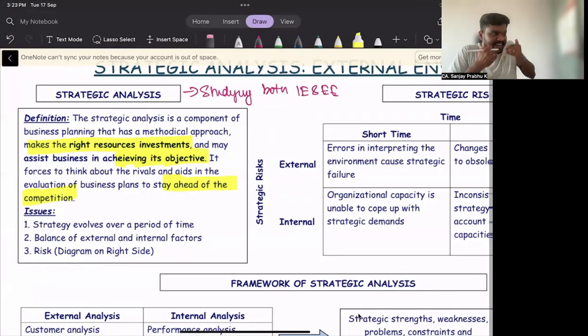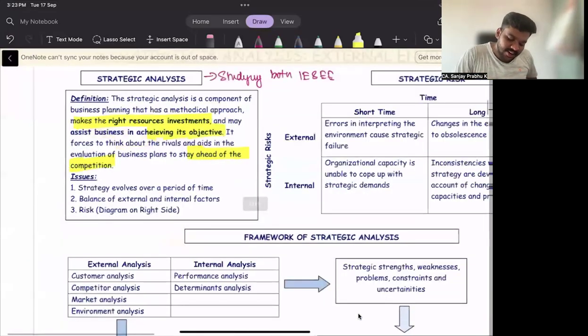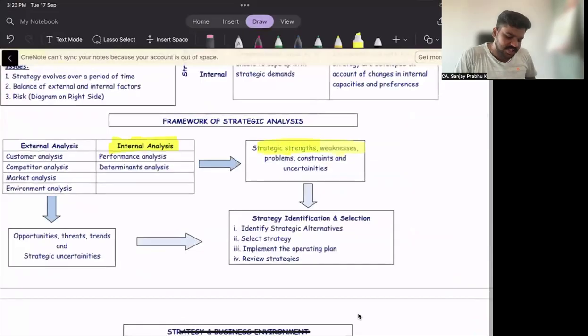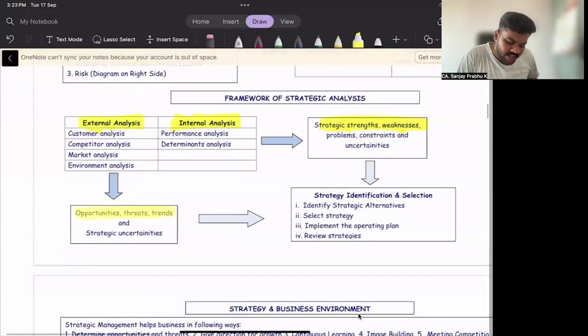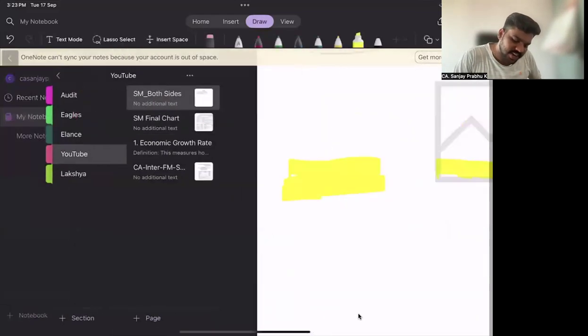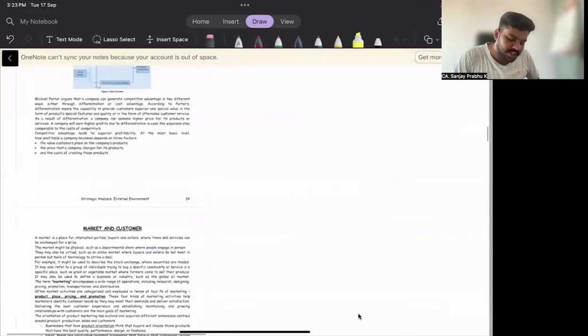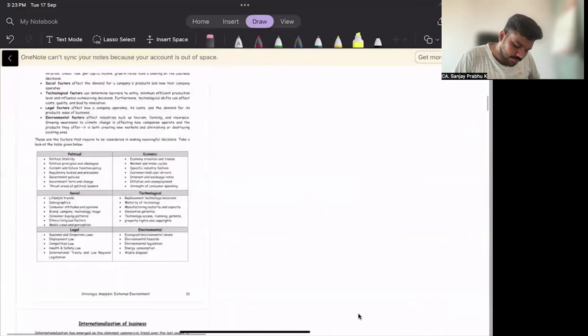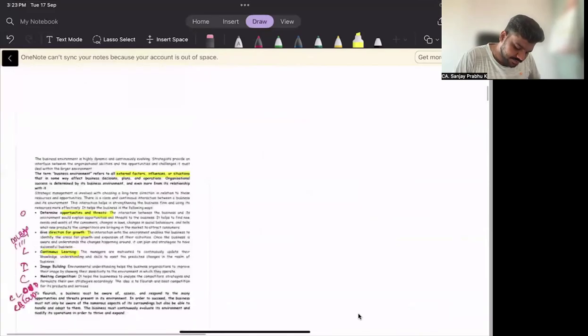You should understand the internal environment as well as the external environment. Internal environment will help you to identify your strengths and weaknesses, whereas external environment will help you to identify the opportunities and threats. I will just show you, we will learn from the study material itself.